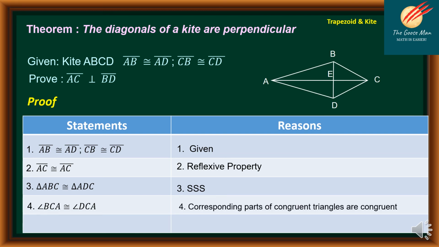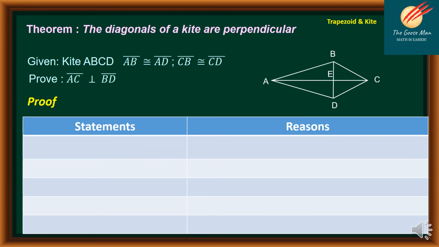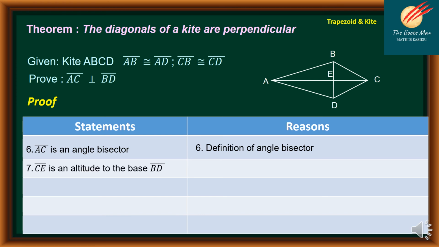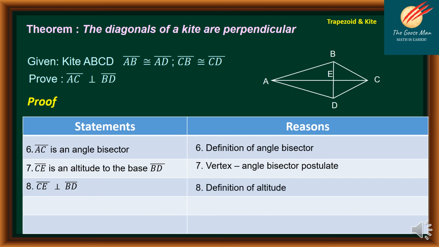And for number 5, triangle DBC is an isosceles triangle. Our reason is the definition of isosceles triangle. Now, to continue our proof, statement number 6: AC is an angle bisector. We have the definition of angle bisector as our reason. For number 7, CE is an altitude to the base BD because of the vertex angle bisector postulate. For number 8, CE is perpendicular to BD. We can say the definition of altitude.